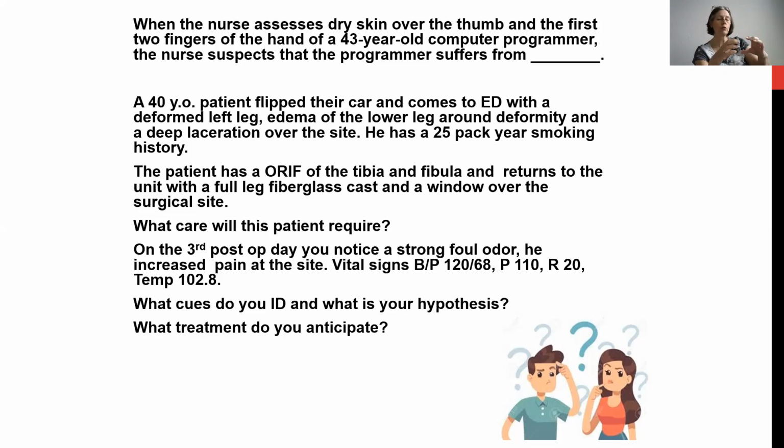Remember, the window is a little rectangular square cut into it so we can look at the tissues under it. Now, in this case, the window is cut in there because he had a deep laceration over the site. So he's going to require wound care and dressing changes and keeping that gauze dry inside the cast. That's why the orthopedic surgeon cut a window in the cast so that we can continue to provide care to that site.